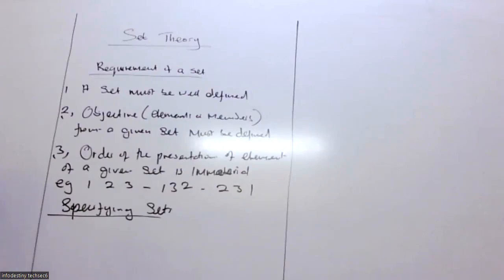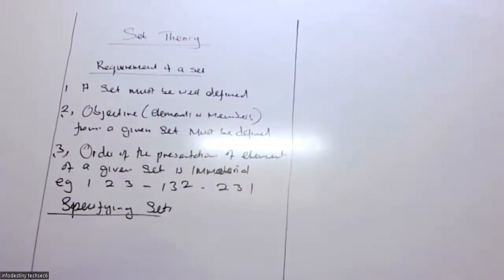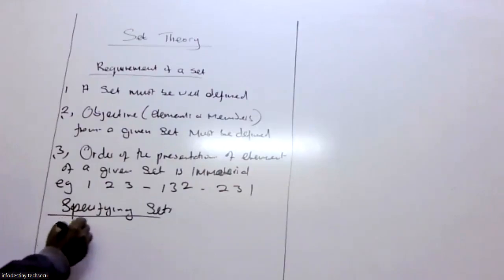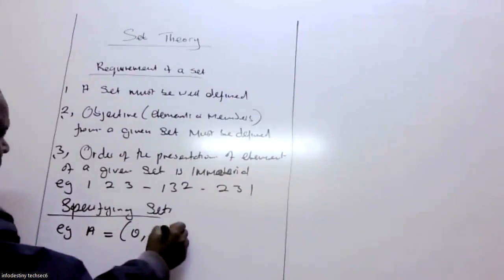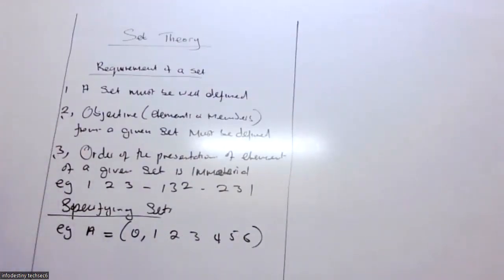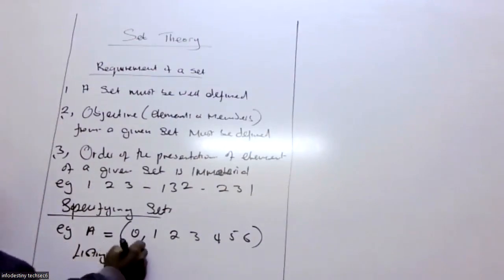Further, the elements of a given set are designated by either listing all the elements, or by using a descriptive characteristic or pattern. E.g., A equals 0, 1, 2, 3, 4, 5, 6. That is the listing order.